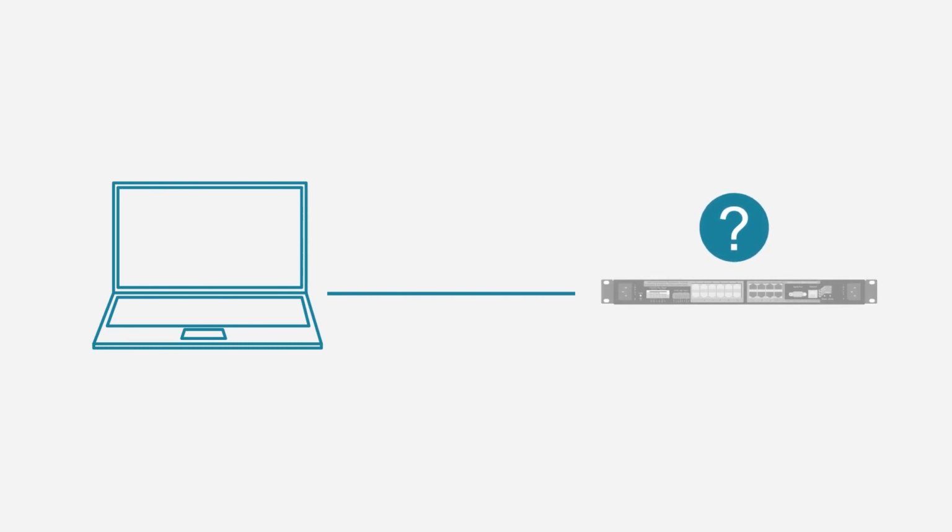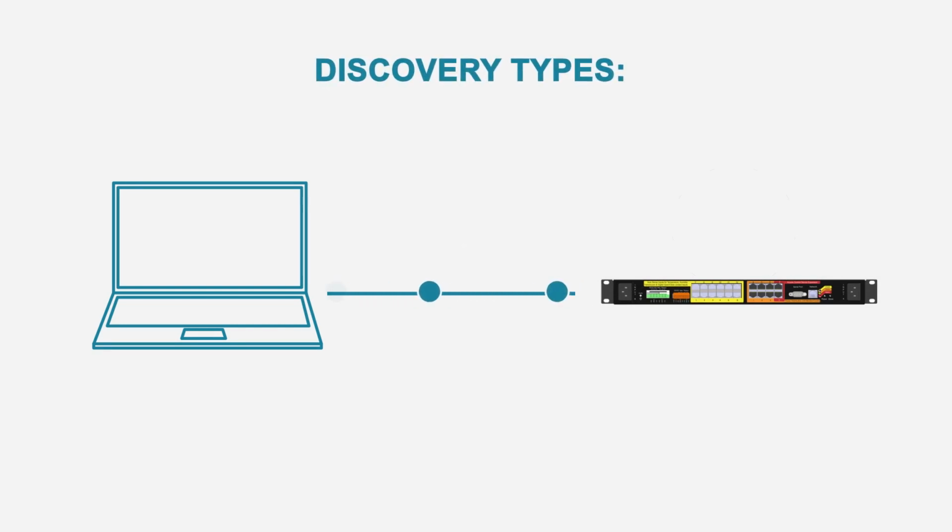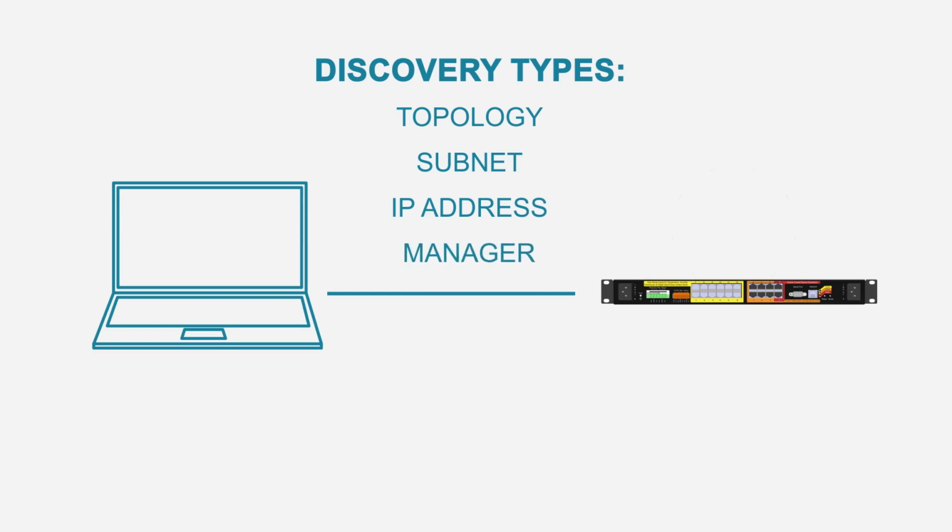SmartZone provides several types of discoveries. The type of discovery you choose will depend on your specific network setup and requirements. The available discovery types are a topology discovery. If you provide the IP address of your router, this discovery will find all the associated subnets. A subnet discovery. This is a discovery on a specific subnet or series of subnets. IP address discovery. This is used when you know the exact IP address range on which you would like to perform a discovery. And a manager discovery. This discovers all call managers and IP phones for a specific IP address or range of IP addresses.